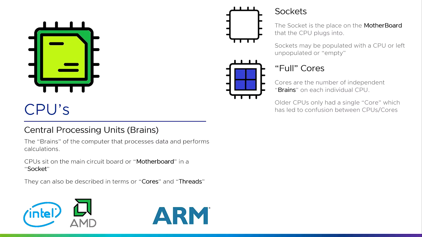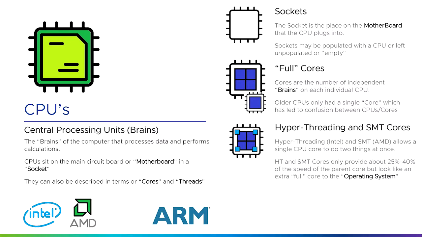So cores are the number of independent brains on each CPU or central processing unit, and things get a little bit complicated here because older CPUs only had a single core, which now has led to confusion between CPU and cores with more modern versions. So you have this situation where in previous iterations one socket meant one CPU, meant one core, whereas now we have multi-core processors. So we'll talk about those cores next.